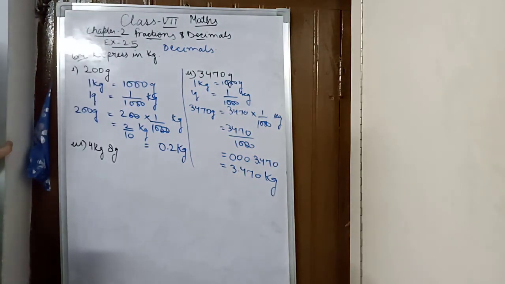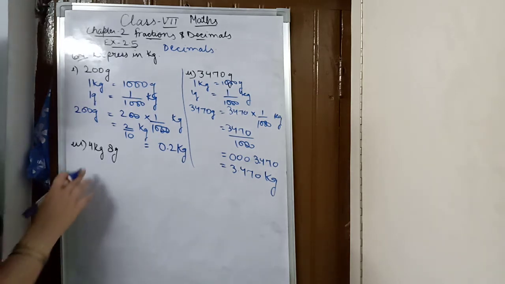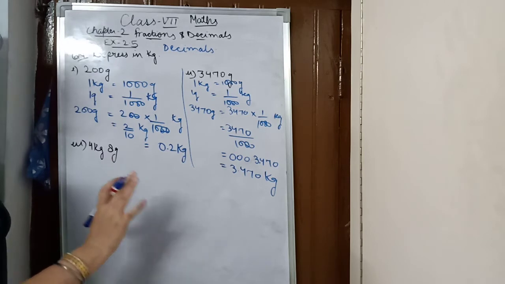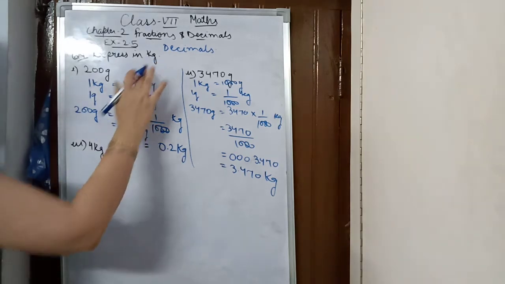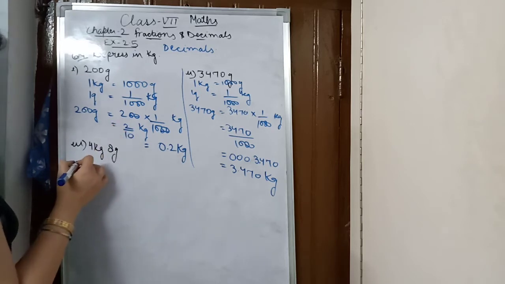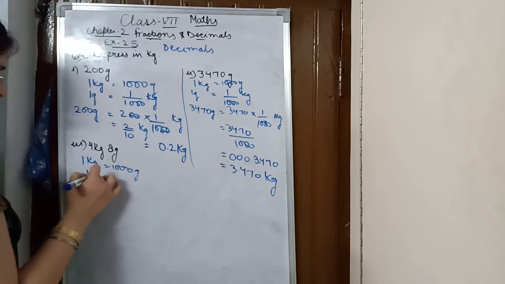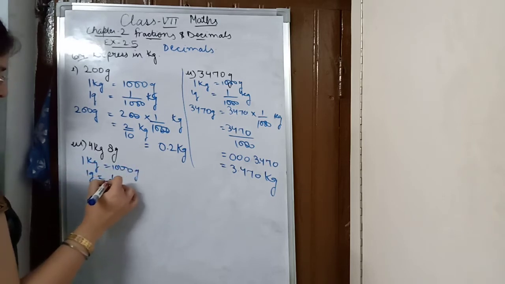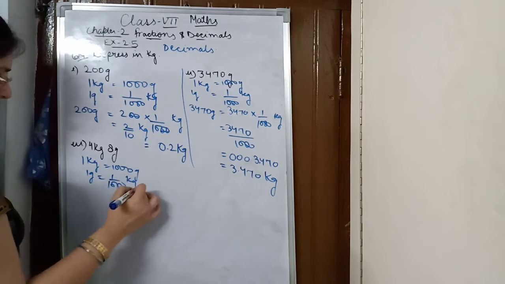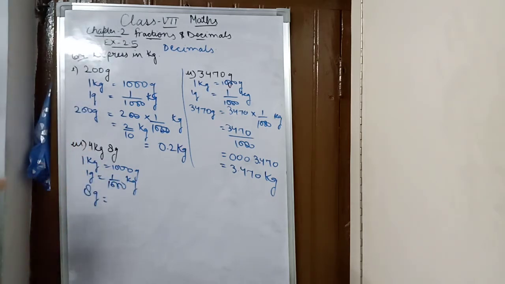Clear? Easy. Next is the third part, 4 kg 8 gram. 4 kg will remain 4 kg. We will not convert 4 kg because it is already in kg. We will convert 8 grams into kg. Again we will write 1 kg is equal to 1000 gram. You have to write this again and again in each and every part. So 1 gram will be equal to 1 upon 1000 kg. So the 8 gram we have to convert, not the 4 kg, which is already in kg.